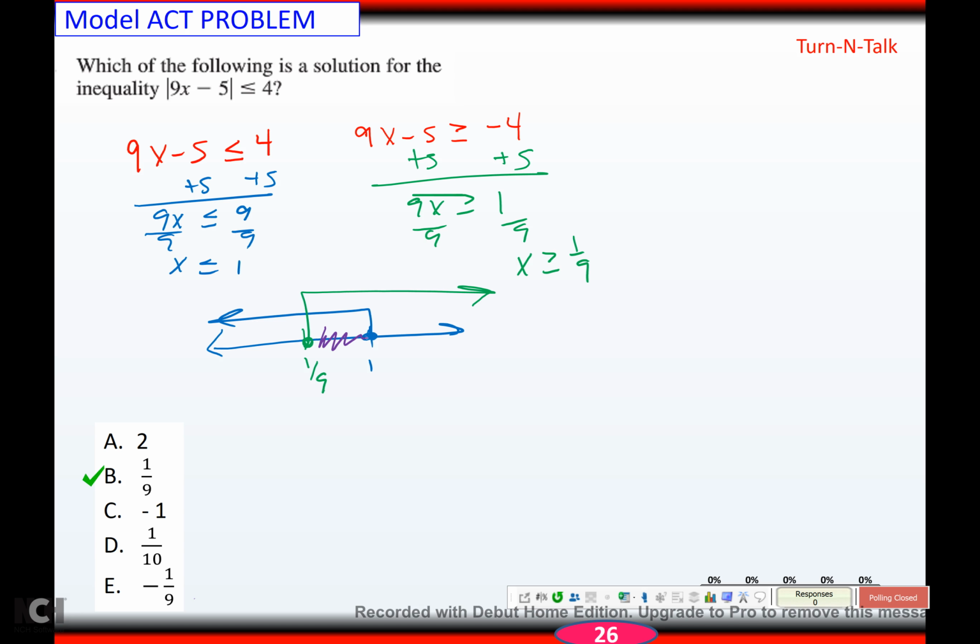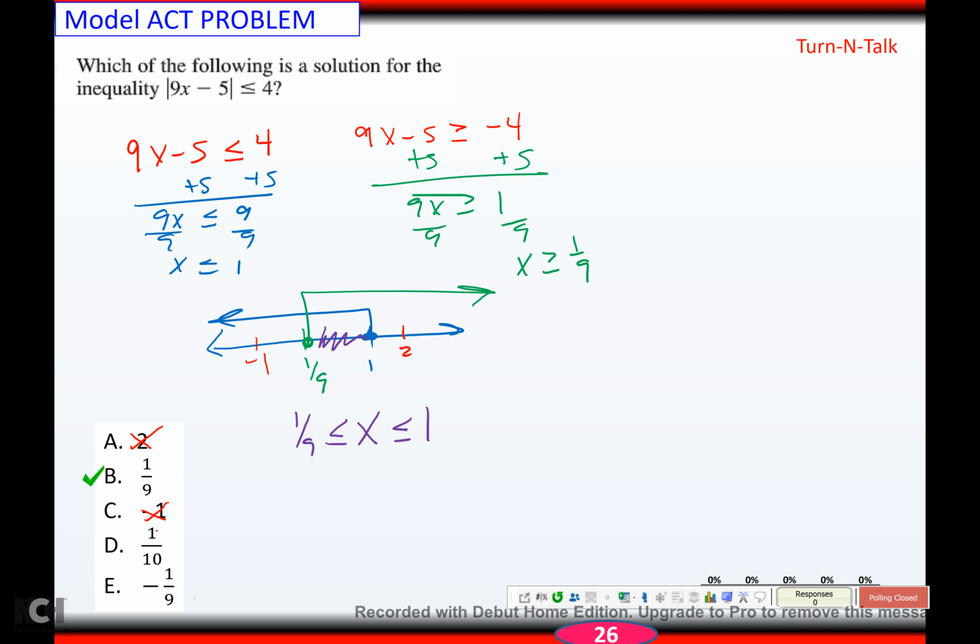So it says, which of the following is a solution for the inequality? They're not asking me for the solution, which would be x is everything including and between 1/9 and 1. They're just giving me choices, and they want to know which one is a solution. Well, if it's in that shaded region, it's a solution. Well, 2 is over here, so it's not. -1 is down here, so it's not.